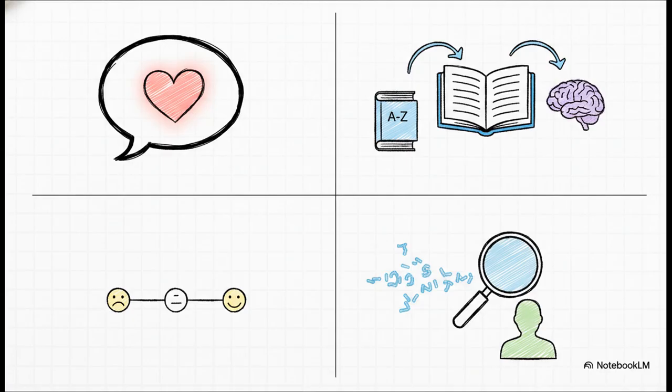Number 1, tone is just the author's feeling. And remember, tone words are feeling words. 2, words have those hidden emotional meanings, connotations. 3, the feeling spectrum is your go-to tool for mapping out those feelings. And 4, when you track the pattern, it reveals the author's true perspective.